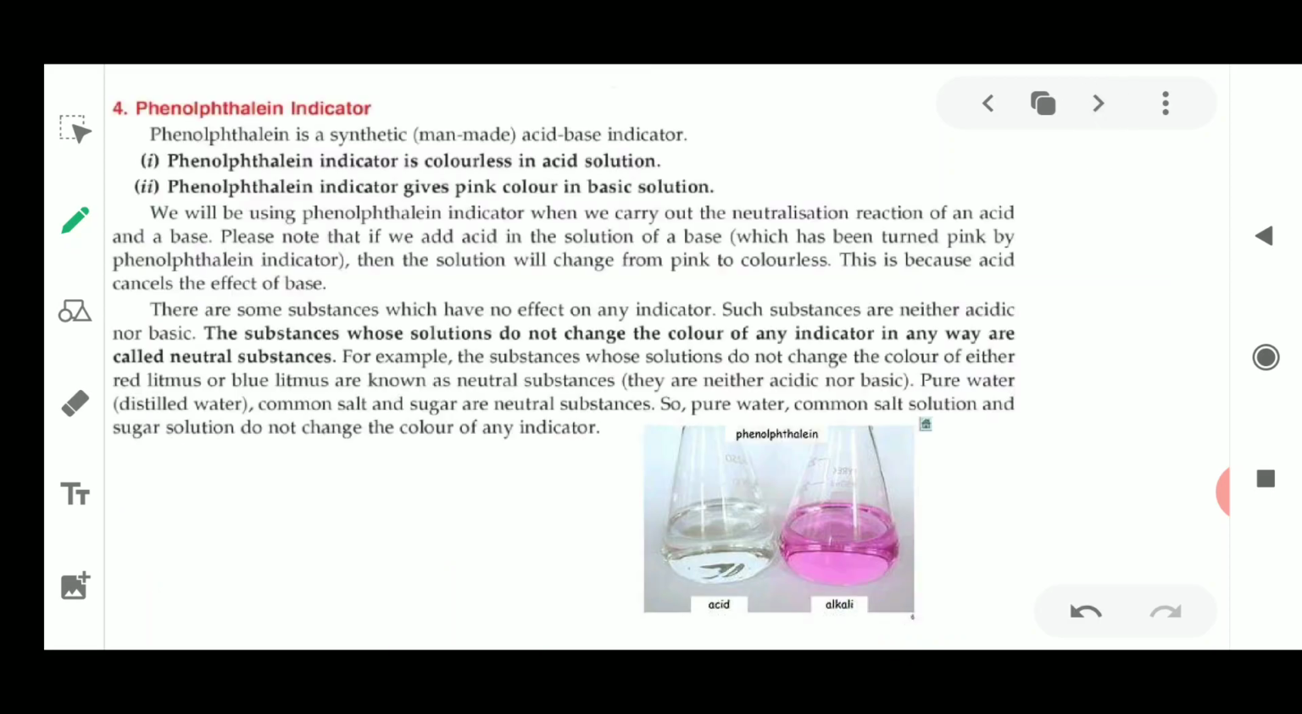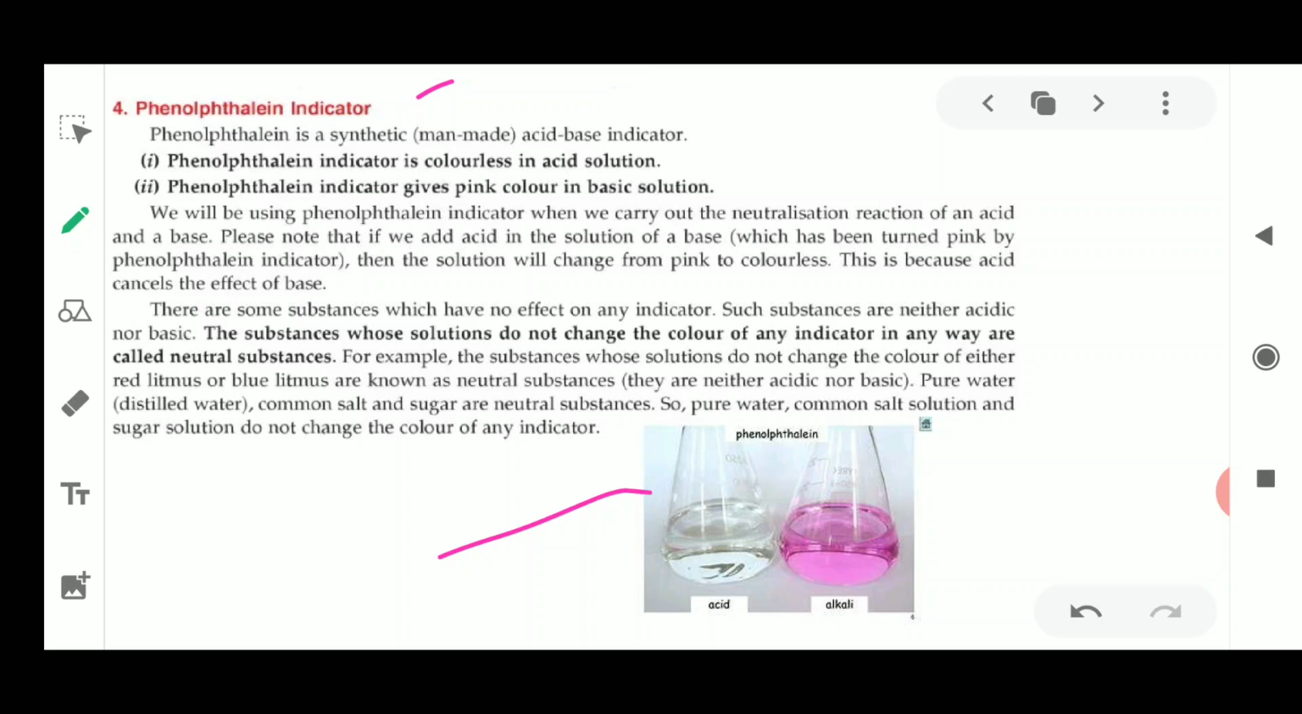Now next is the synthetic indicator, that is phenolphthalein as an indicator. Now what is this phenolphthalein? Phenolphthalein is a solution which is transparent in its nature. There is no color. It is a man-made synthetic indicator, which is an acid-base indicator.